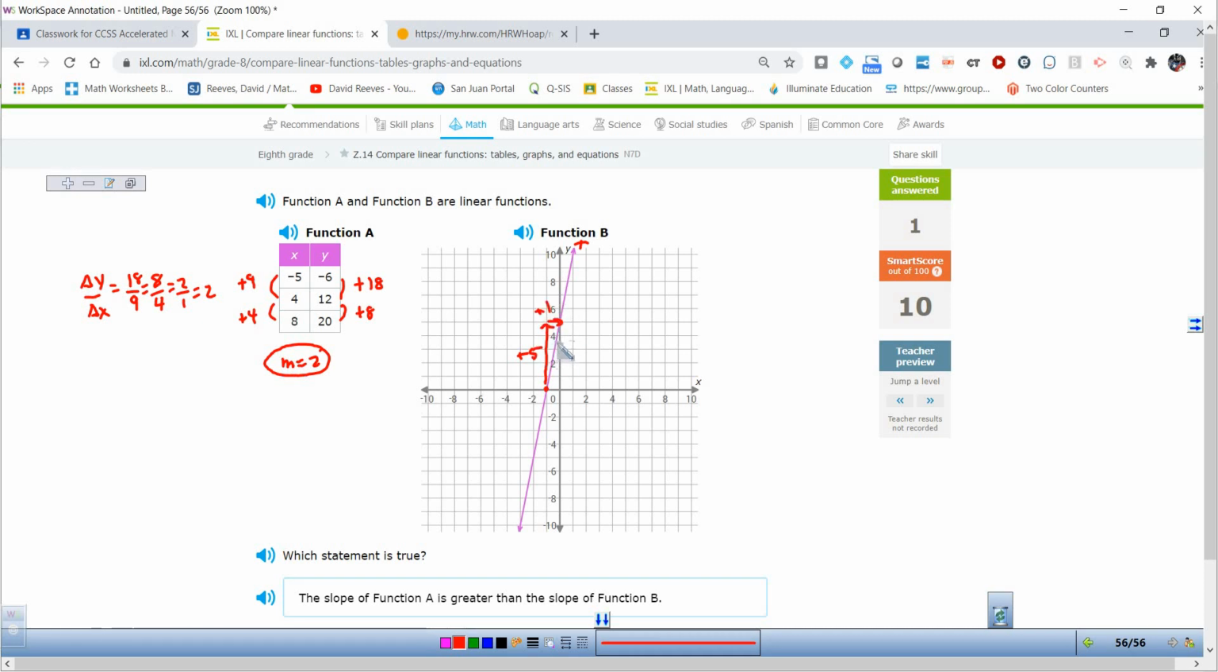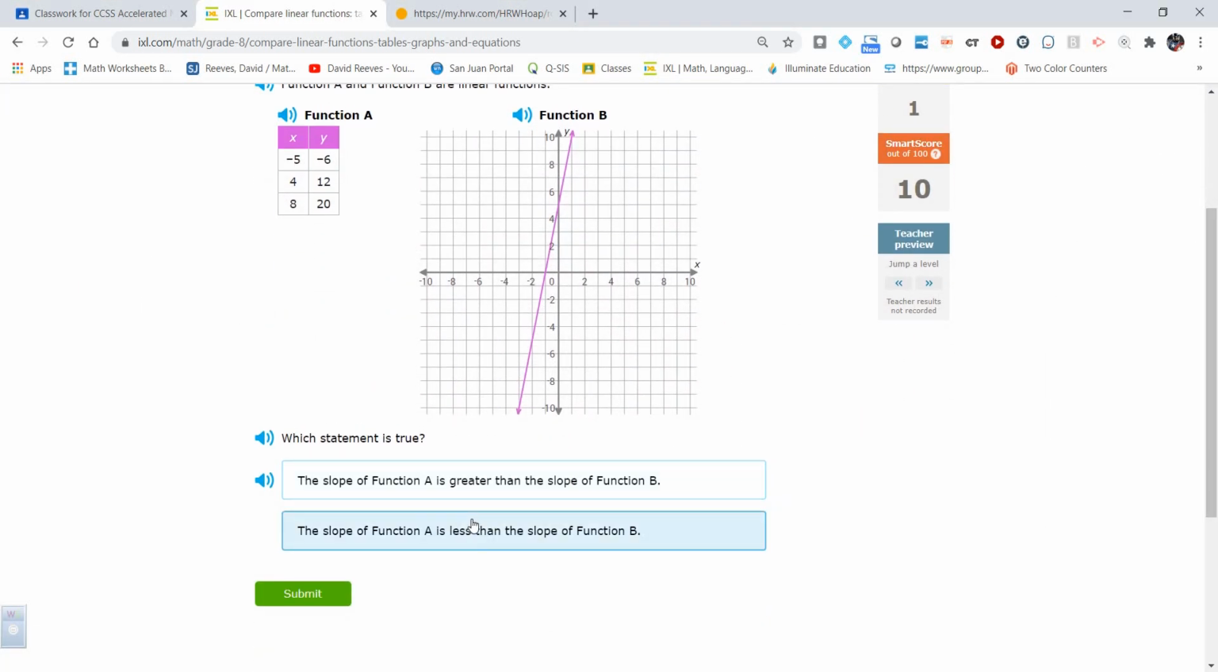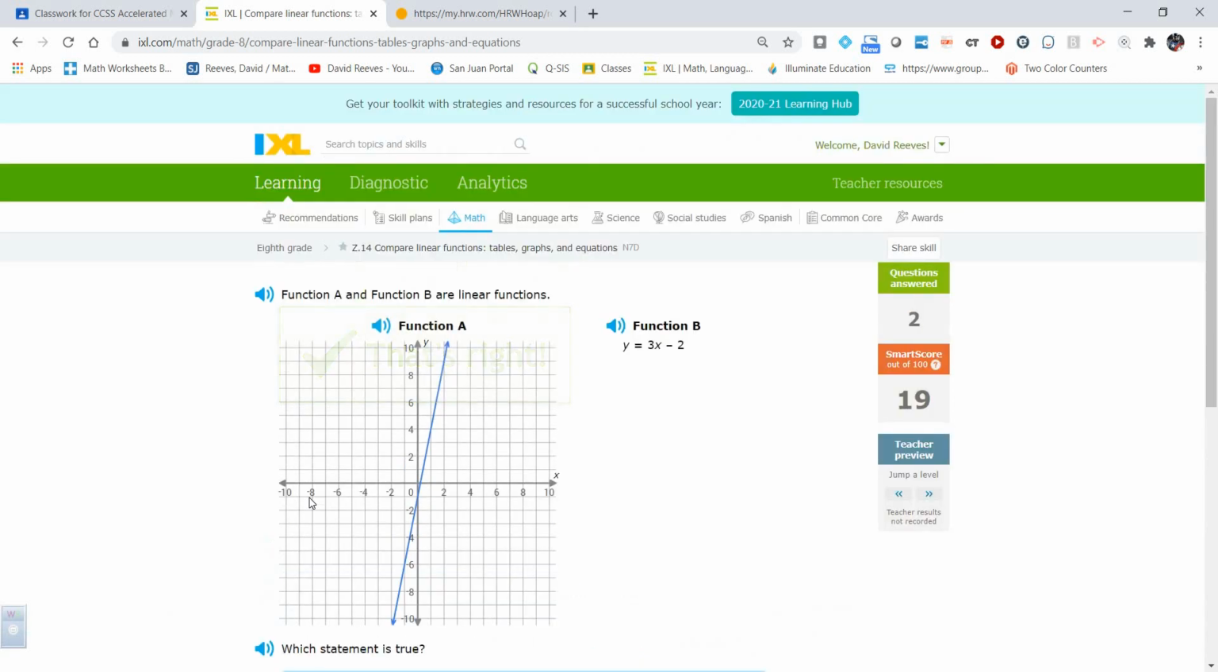And a great thing to do is check it again. All right, so if I do it again, if I go up 1, 2, 3, 4, 5, and over 1, it sure appears that's correct. So the slope for the graph is 5. The slope for the table was 2. So what does that mean? That means that A is less than B. A is less than B because 2 is less than 5.